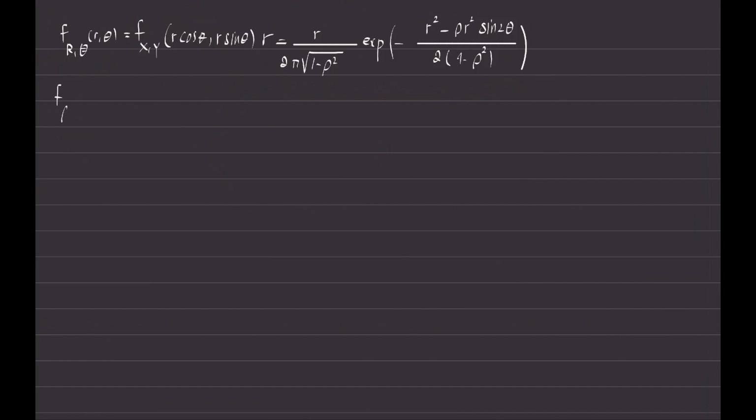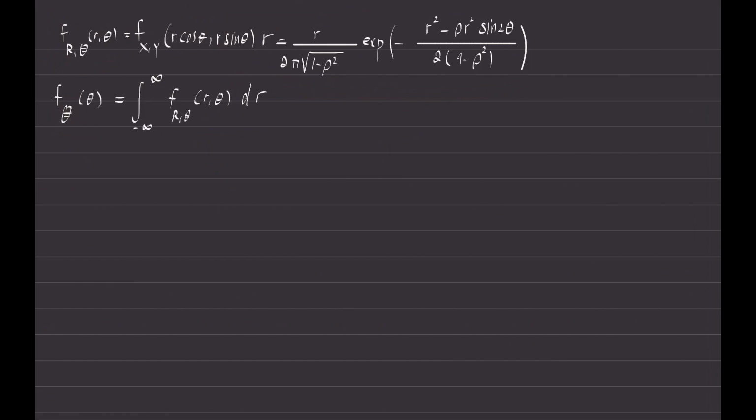F of capital theta, for any theta between 0 and 2 pi, 0 included, 2 pi excluded, becomes the integral in principle from minus infinity to infinity of f of r and theta, with respect to the other variables. So here I want to find the marginal distribution function with respect to theta. I have to integrate over the other variable, in this case r.